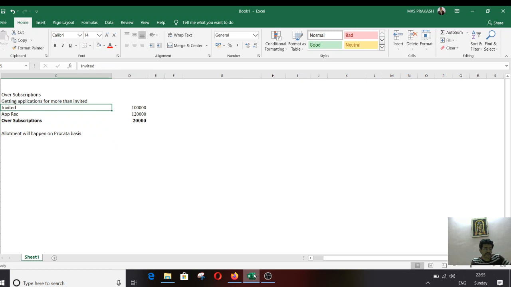You are inviting applications for 1 lakh, but you got applications for 1,20,000. You had received the application money. Now allotment cannot happen for 1,20,000. Allotment will happen for only 1 lakh. How will I do it? Proportionately. I have to apply that on a proportionate basis, something called pro rata.